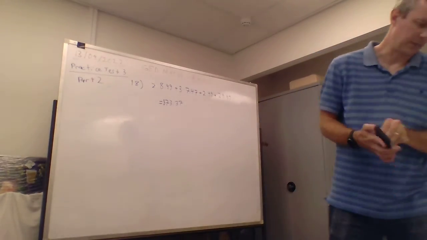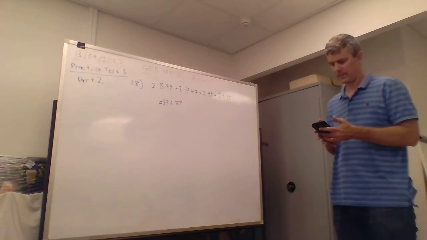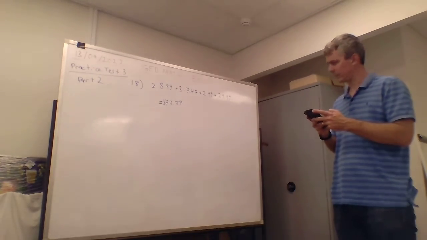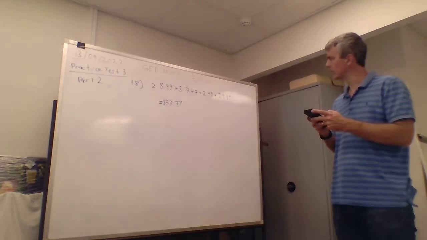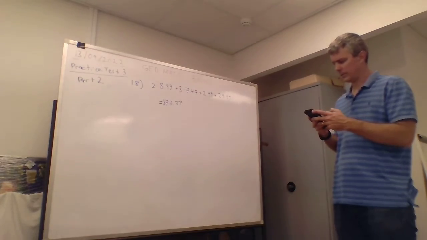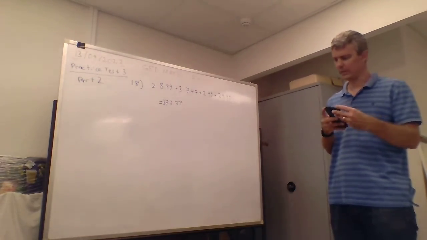Let me just put that in my calculator and take a picture of it so everyone has it. So that's going to be 2 times 8.99 plus 3 times 7.47 plus... Yeah, okay. Addition and a little multiplication.